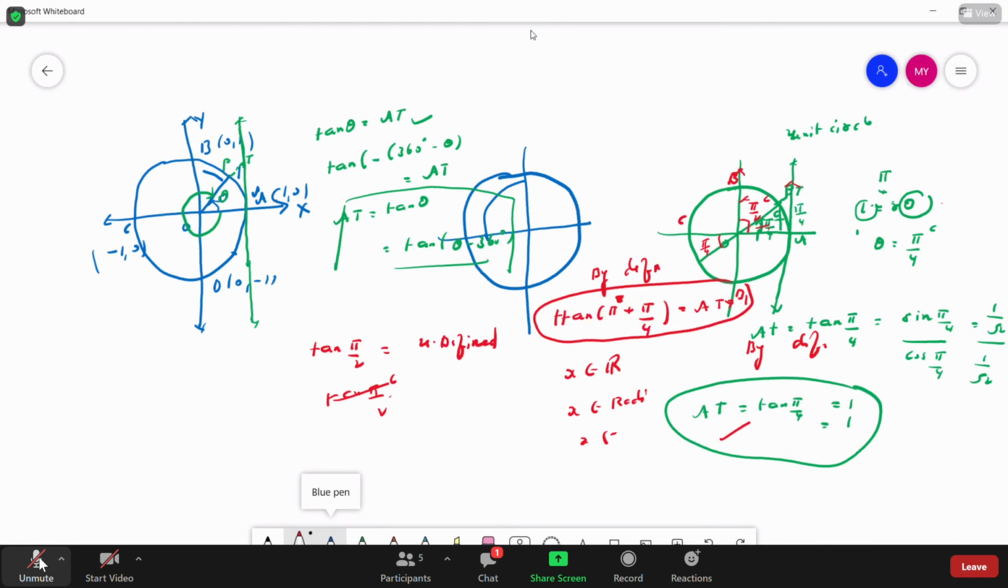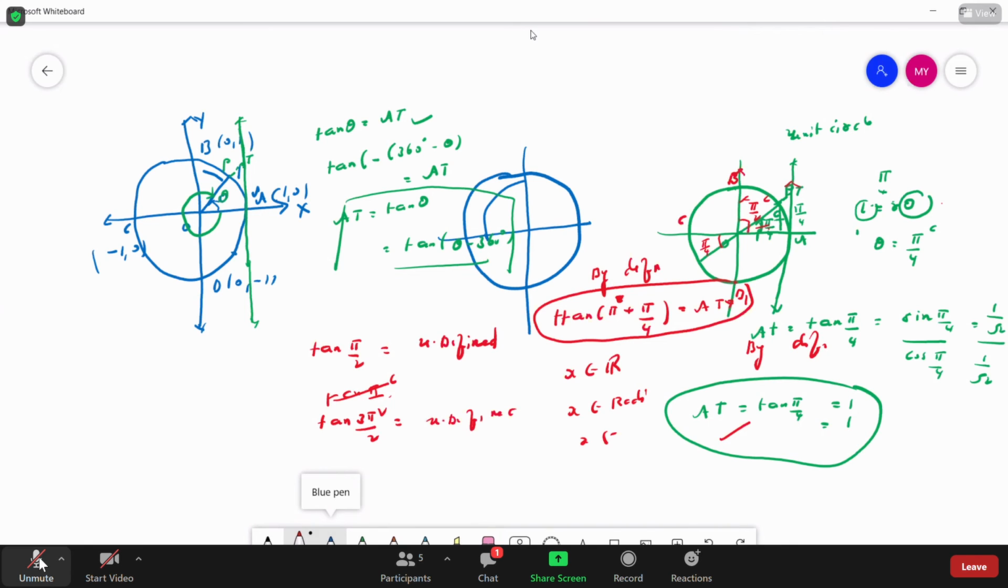Now tan 3 pi by 2. So I have traveled from A to D. Tan 3 pi by 2. Can you tell what is tan 3 pi by 2 by the definition of tan theta? It's also undefined. Good.